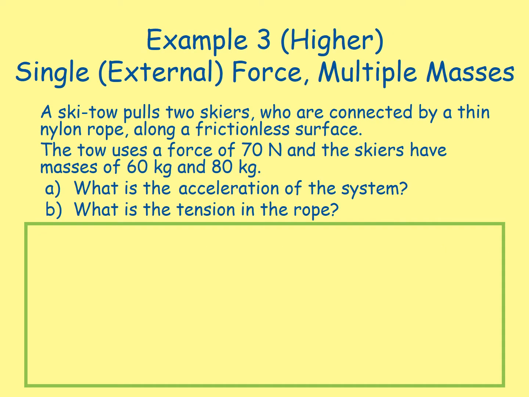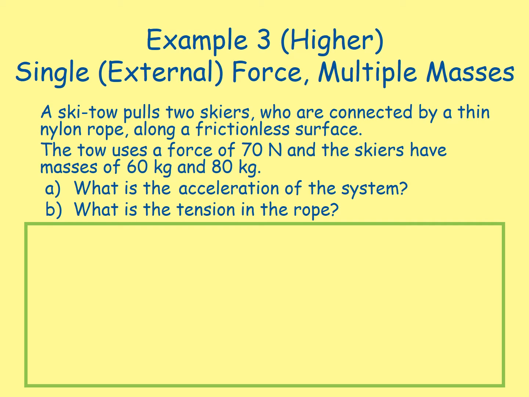Here is an example, but at higher level this time. We've got a single force and multiple masses. A ski tow pulls two skiers who are connected by a thin nylon rope along a frictionless surface. The tow uses a force of 70 newtons and the skiers have masses of 60 kilograms and 80 kilograms. A. What is the acceleration of the system? And B. What is the tension in the rope?